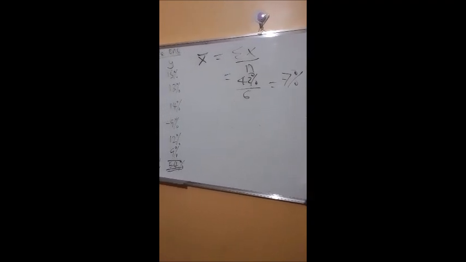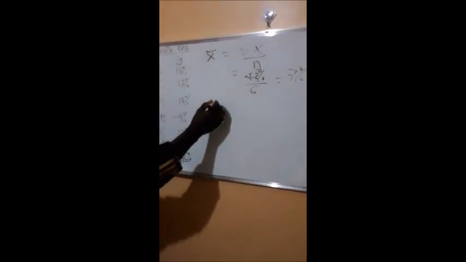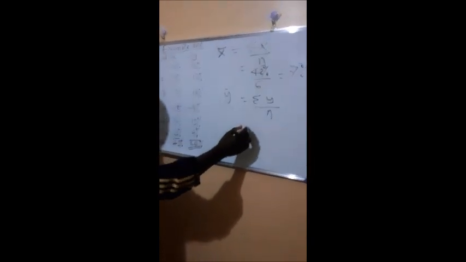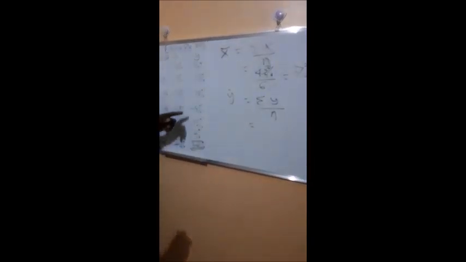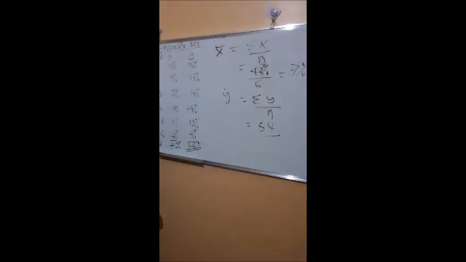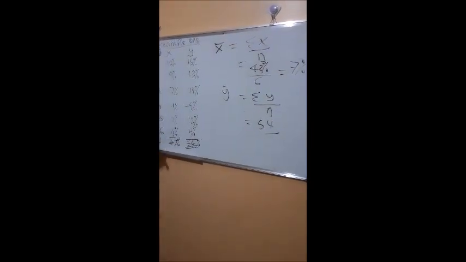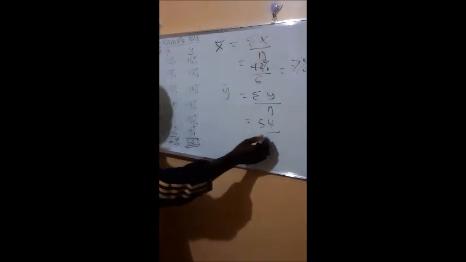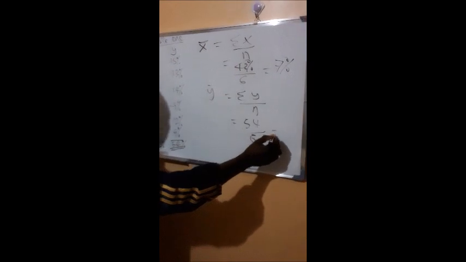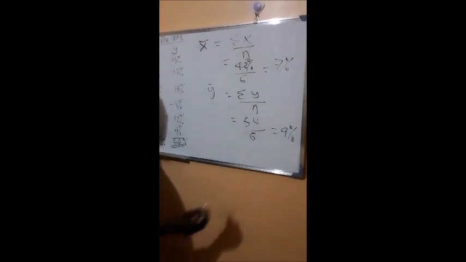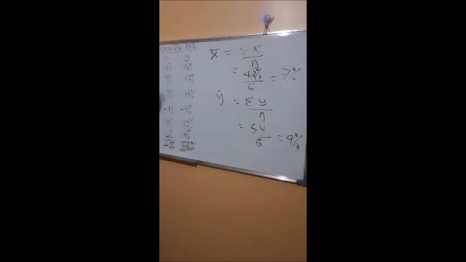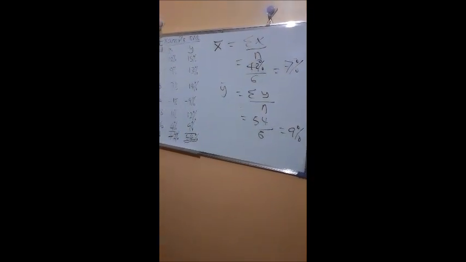For the market, the average return or expected return will be equal to the summation of Y divided by N. The total returns for market Y is 54 and the number of years or periods is 6. So 54 divided by 6 is equal to 9%. This is how we can calculate the expected return for share X and the market Y.